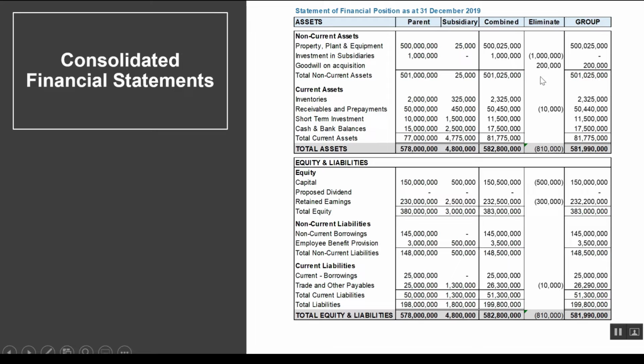As you can see, the goodwill on acquisition has been adjusted in this column to arrive at the group financial statement figures. So one such adjustment is the goodwill adjustment. In this session, I'm going to discuss how to account for the goodwill.